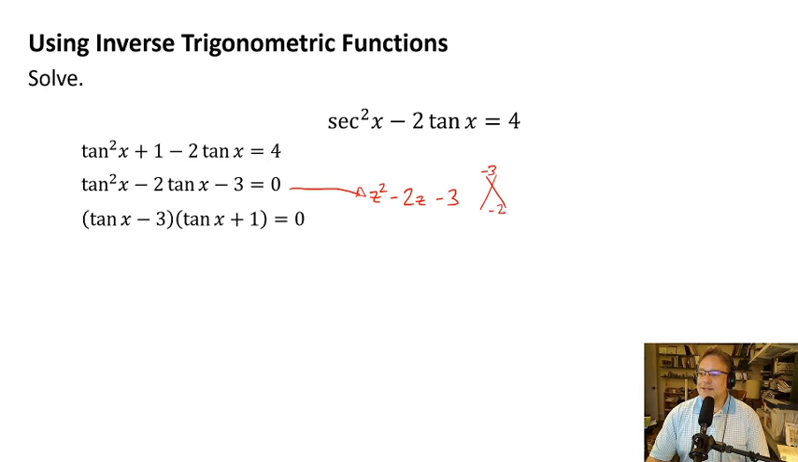And add to give us negative 2. And of course the answer to that is negative 3 and positive 1. So that means I can split this up here, z squared plus z minus 3z minus 3.